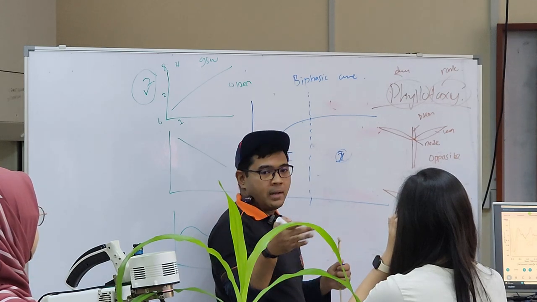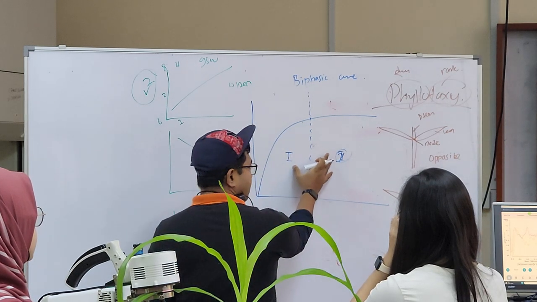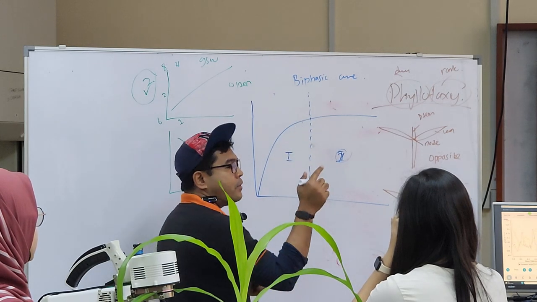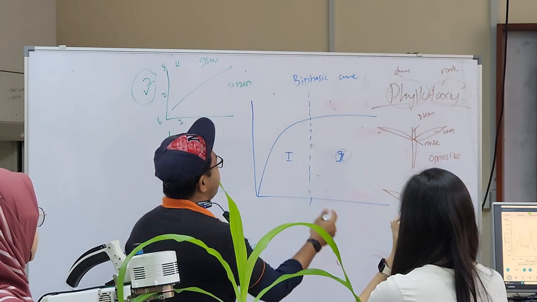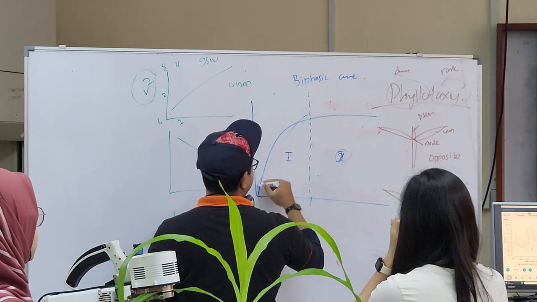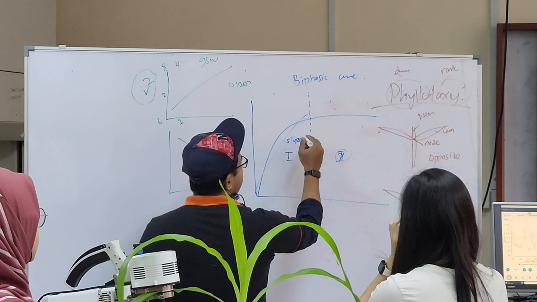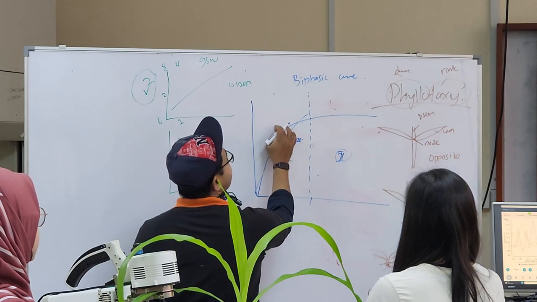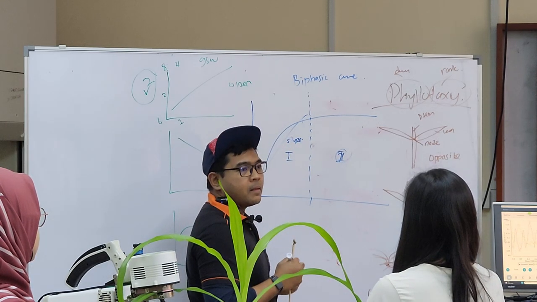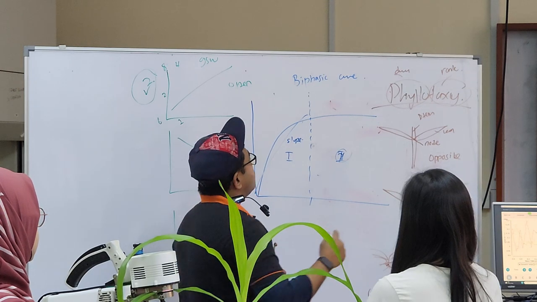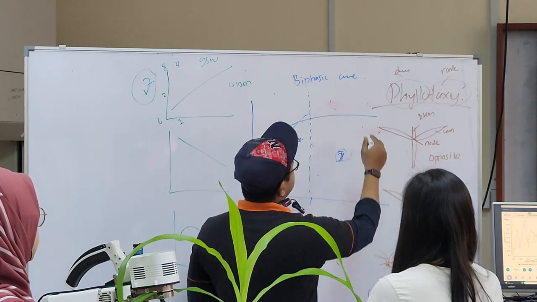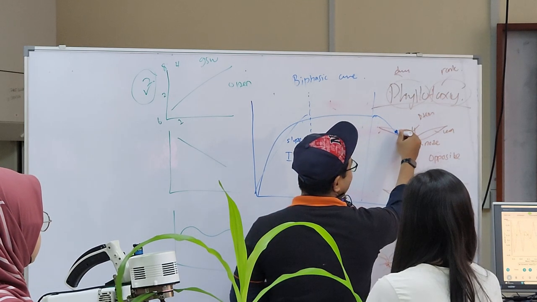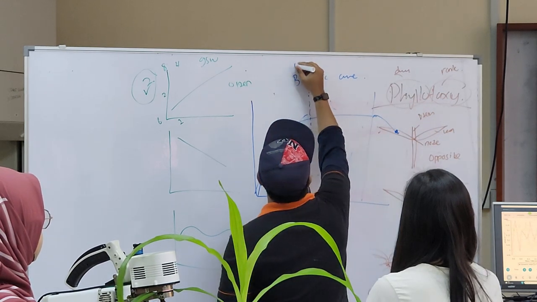Even though your curves look similar, what will differentiate between you and the next guy is this thing, the slope. The higher the slope means the more efficient the plant is. So for example, this group is actually like this, remember just now. So this we call a triphasic curve.